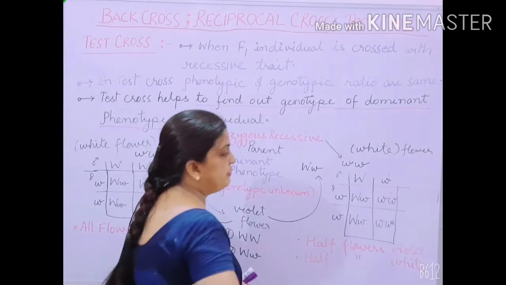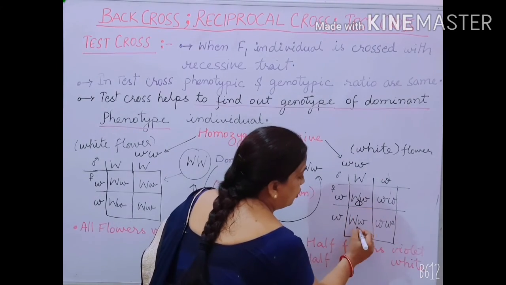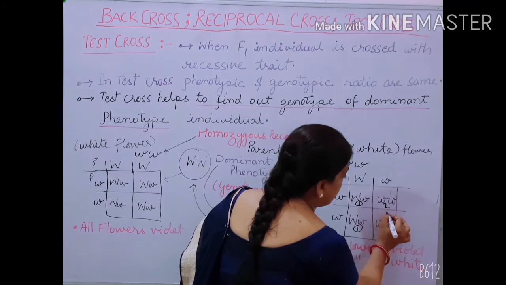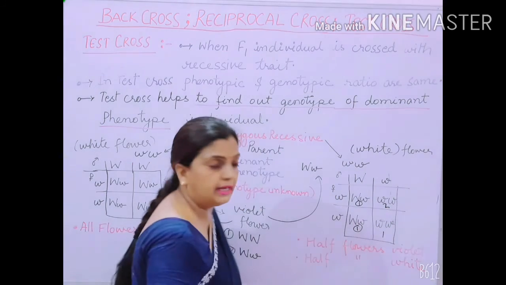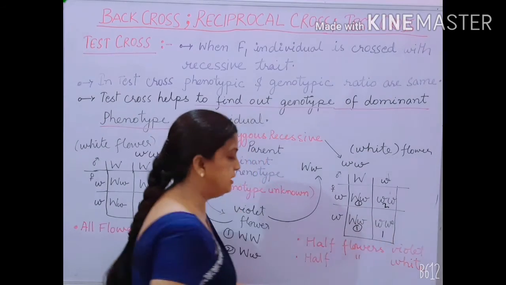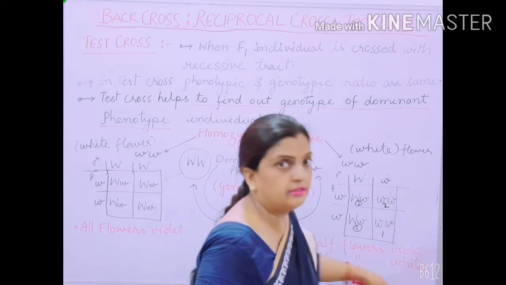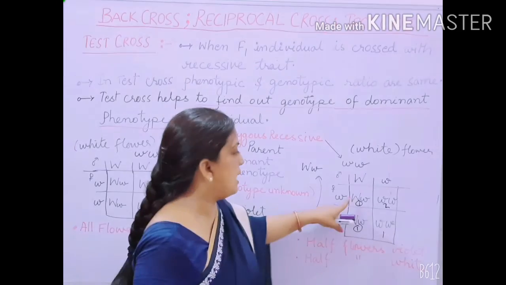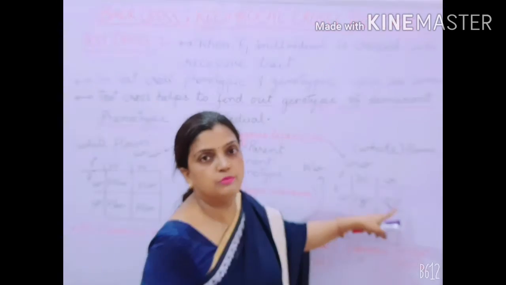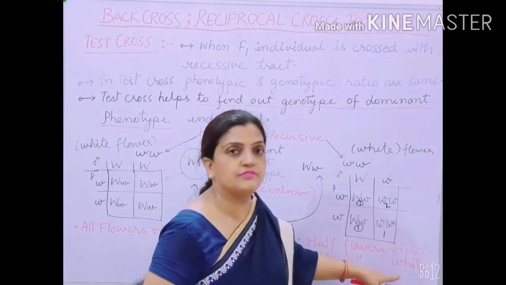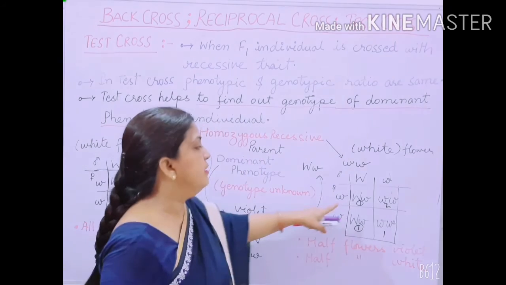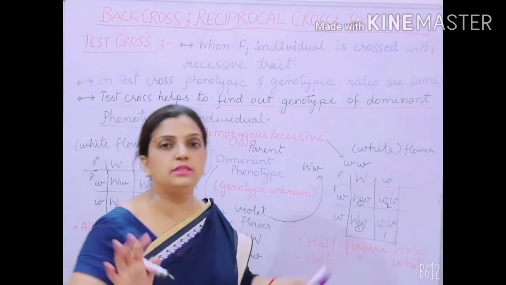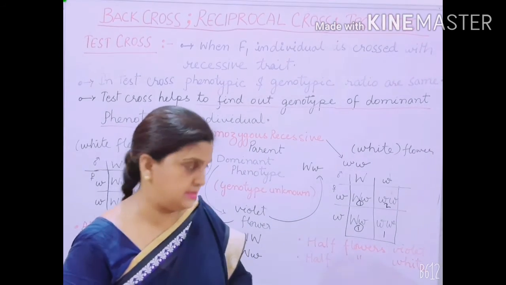So what did you find over here? We find that there were two violet color and two white color. So half of the flowers were violet and half of the flowers were white. They were all heterozygous. So here, capital W and small w is different from small w and small w. So all the offspring which were obtained were of both types of genotype: capital W and small w, and small w and small w.